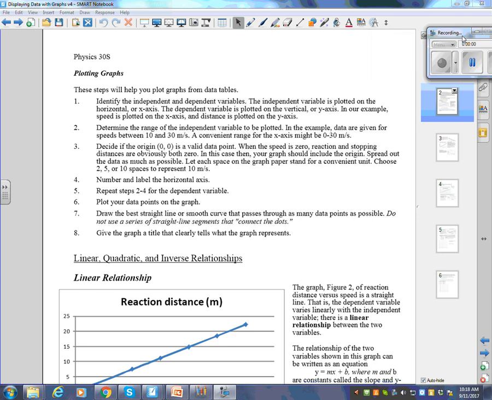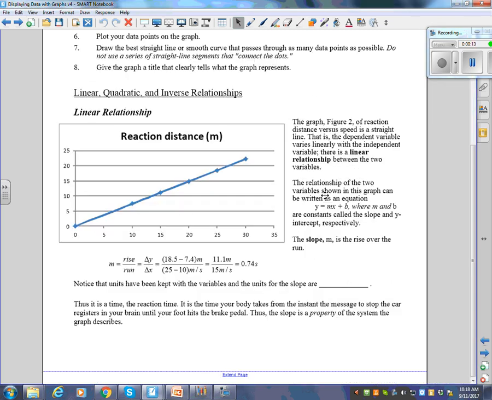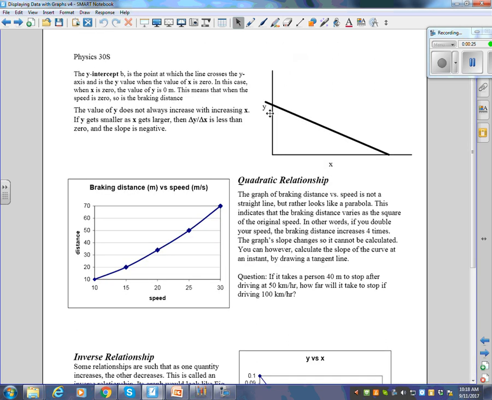There we go. So plotting graphs, making graphs, right? How to do it. We talked about the different kinds of relationships. There's a linear relationship, which the graph is a straight line, right? I reminded you about y equals mx plus b and how to find slope. Okay. We talked about the units for slope. We talked about the y-intercept, where it crosses the y-axis, when x equals 0.